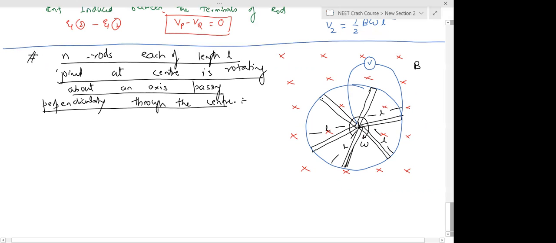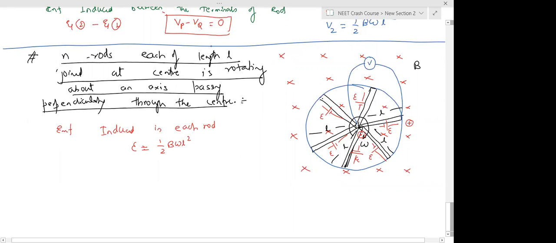So there is a low potential and a high potential. The same will be at every rod. There will be a number of rods, and each rod will have an EMF of half B omega L squared. EMF induced in each rod is half B omega L squared, and there are n such rods connected. So there are such n EMFs.